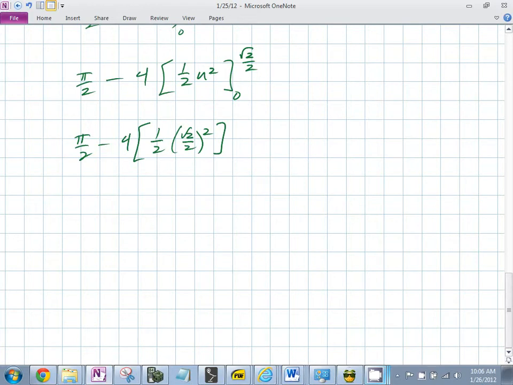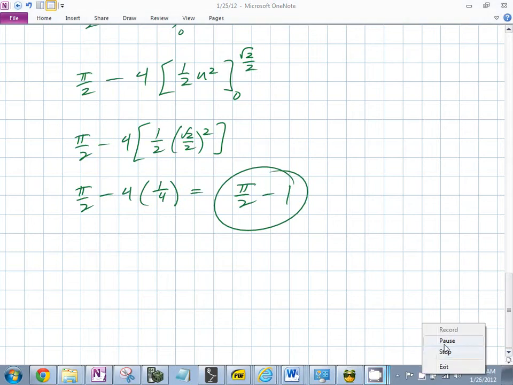This right there turns into 2 over 4, which is 1/2. 1/2 times 1/2 is 1/4. So pi over 2 minus 4 times 1/4. So that's going to be pi over 2 minus what? 1. Exactly. So let's just check something.